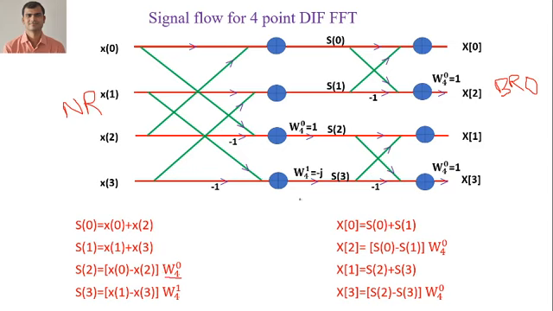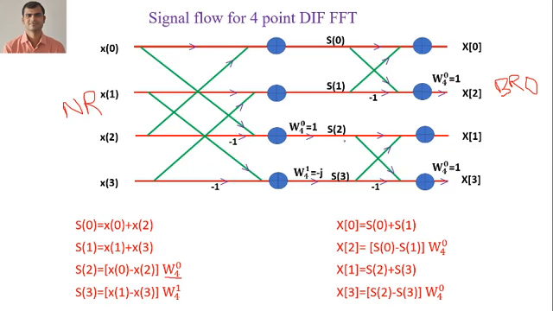Okay, and S of 3 is what? S of 3 is x of 1 minus x of 3 into W41. After the subtraction we are multiplying the twiddle factor exponent. Now x of 0 is the addition of S of 0 and S1. X of 2 is S of 0 minus S1, and this twiddle factor value, whether you consider it or not, it is equal to 1 only.